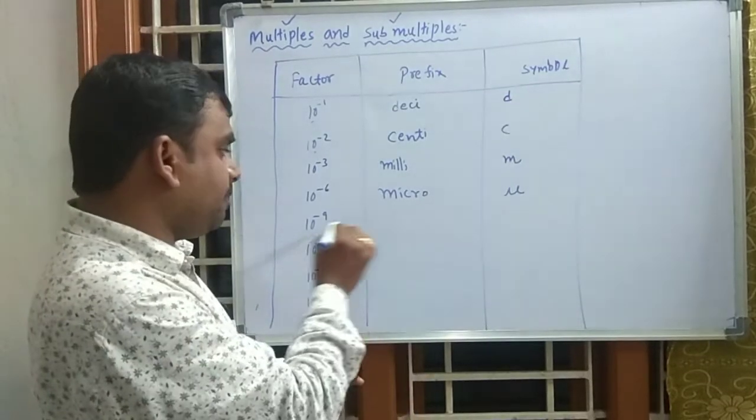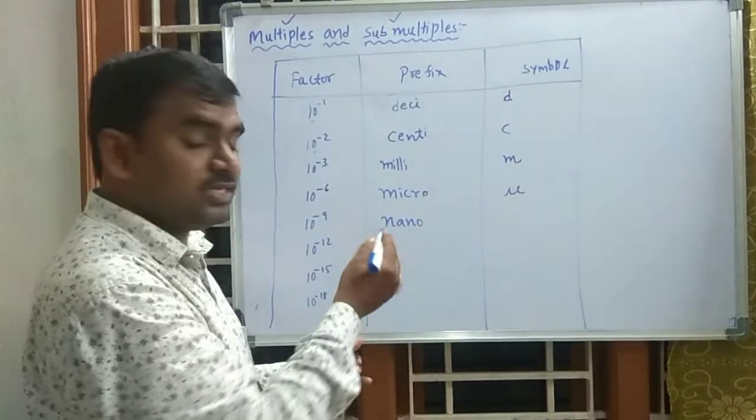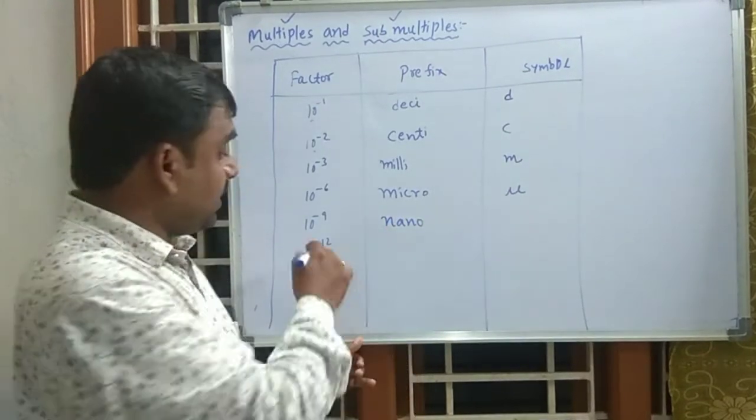Okay, and 10 power -9, nano. Present nano technology is there. And the size of the particle is 10 power -9.